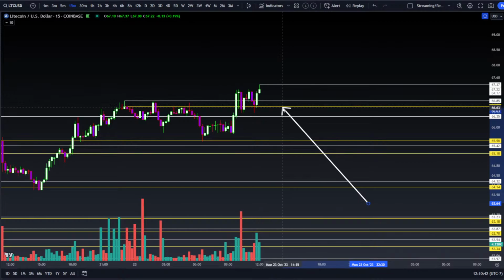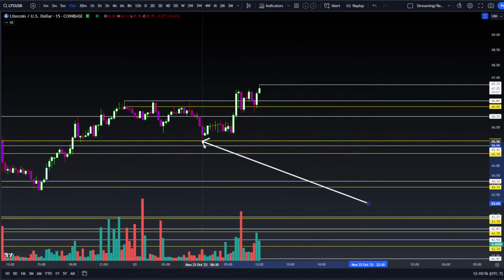If it starts to lose 66.66, then we look to the next wick high area here at around 66.35 to the close open here at 65.58, where this last low came in.